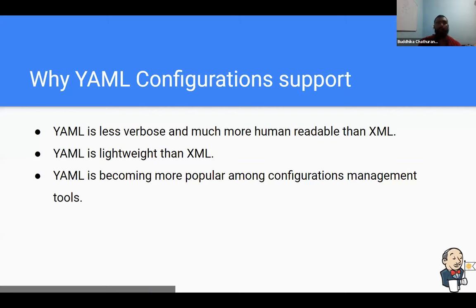Okay, so why do we move to YAML? YAML is less verbose and much more human readable than XML, and definitely lighter than XML or JSON because it does not produce extra delimiters. Also, YAML is becoming more popular among configuration management tools like build tools, etc. So that's the reason we are moving to YAML as a configuration file.